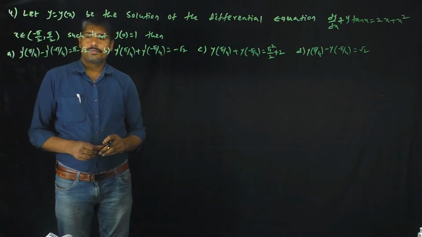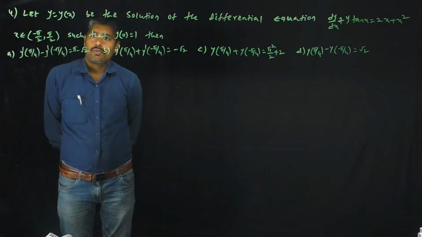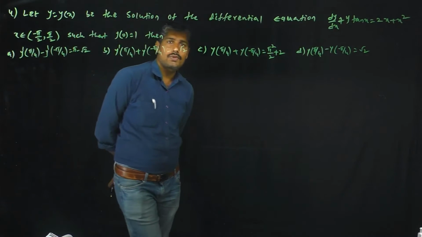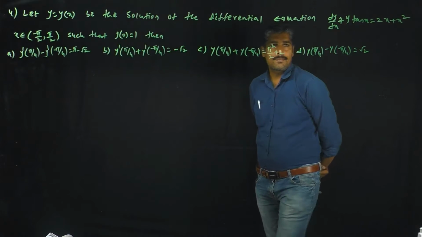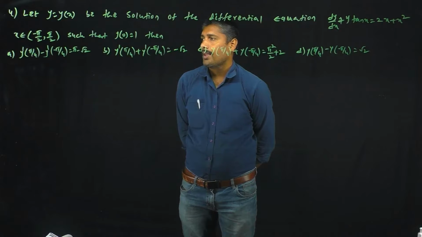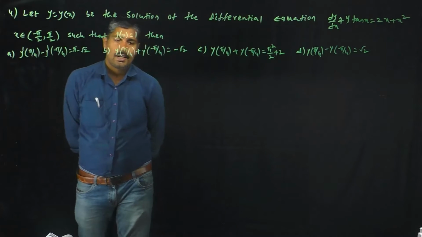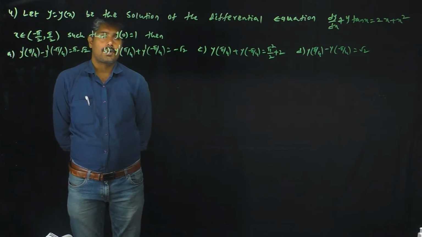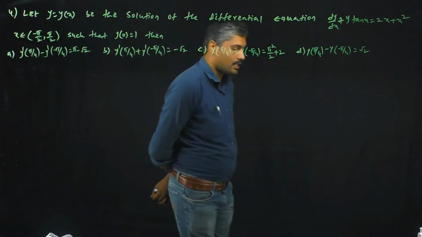Next one, this is also given in 2019. Let y equal to y of x be the solution of the differential equation dy by dx plus y into tan x equal to 2x plus x square tan x for x belongs to minus pi by 2 comma pi by 2, such that y of 0 equal to 1. Then, given 4 options, what is the right option?